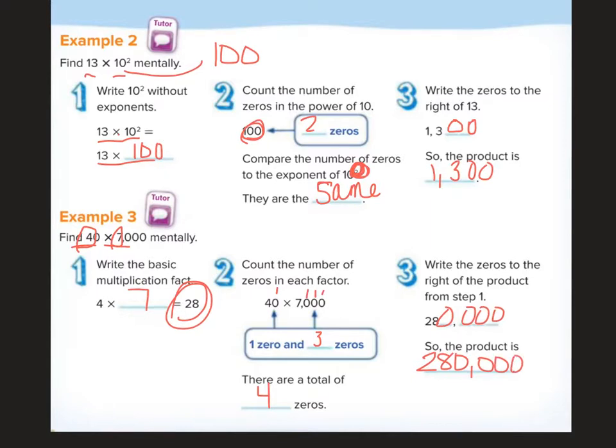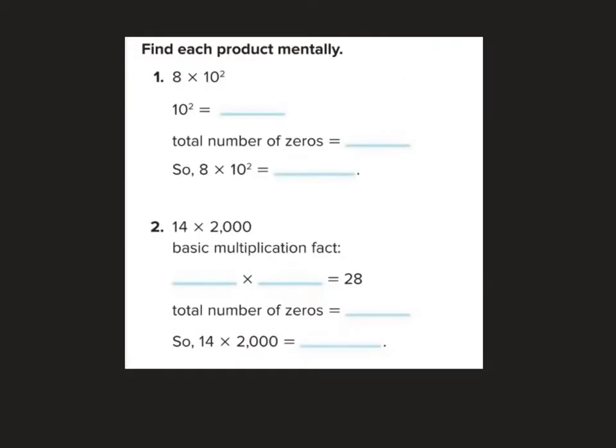This is a really handy tool to have. You don't have to write out all these zeros. If you were multiplying this longhand, you'd be writing a ton of zeros all over the place. You can do it in your head, or relatively in your head. It doesn't have to be all in your head, but this is a great tool. So let's look at these. The next slide has the examples I want you to write down.